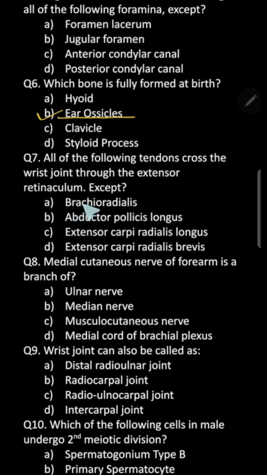So I hope you got the answer now. Remember that brachioradialis doesn't pass below the extensor retinaculum. It is inserted onto the lateral aspect of the styloid process of the radius. Answer is A. MCQ number 8. Medial cutaneous nerve of forearm is a branch of ulnar nerve, median nerve, musculocutaneous nerve, medial cord of brachial plexus. Easy one, you know the brachial plexus, and this nerve is a branch of medial cord of brachial plexus. Both the medial cutaneous nerve of arm as well as the medial cutaneous nerve of forearm branch from the medial cord of brachial plexus.